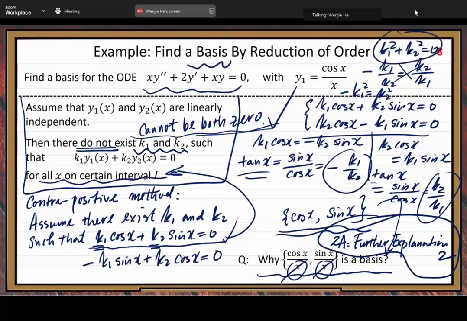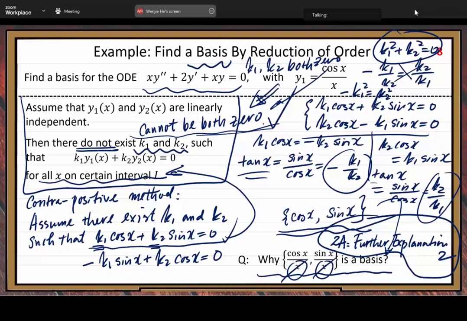Because k1 and k2 must be real numbers, and the sum of two squares of real numbers equals 0, they must be both 0. Then we get a contradiction.